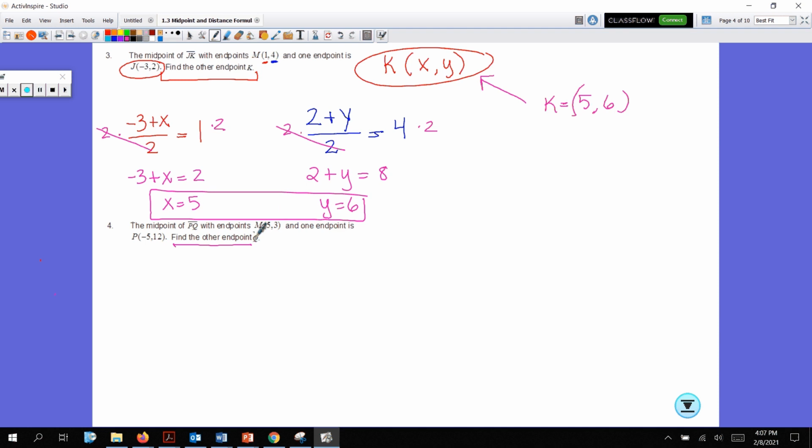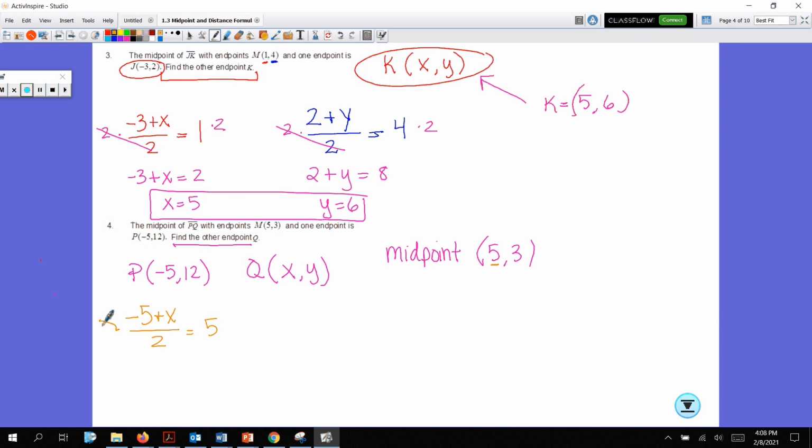One of your endpoints is negative 5, 12. So I'm looking for Q from the segment PQ. I know that P is equal to negative 5, 12, and I know that Q is some random x, y. We know the midpoint is 5, 3. So if I strictly start with my x coordinates, I know that negative 5 plus some x, all divided by 2, is equal to 5.